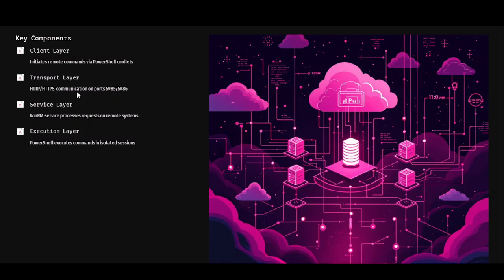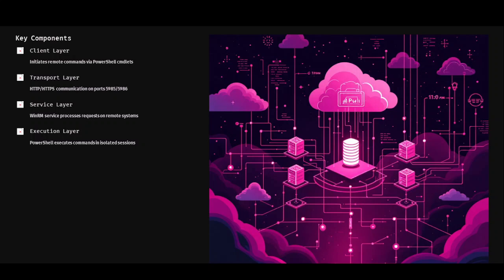So we have to configure that listener, and the port will be either 5986 or 5985. We have to open that port. Service layer: the WinRM service processes requests on the remote system. There is a WinRM service running on each server, which is responsible for making sure that the connection is created between that jump server and that remote server so that a script can be executed on it.